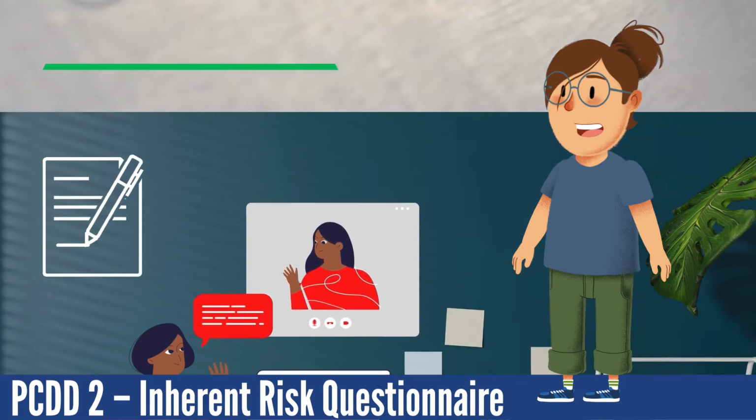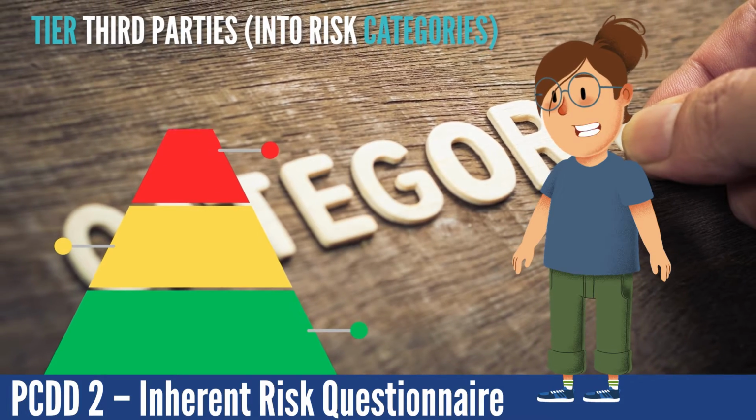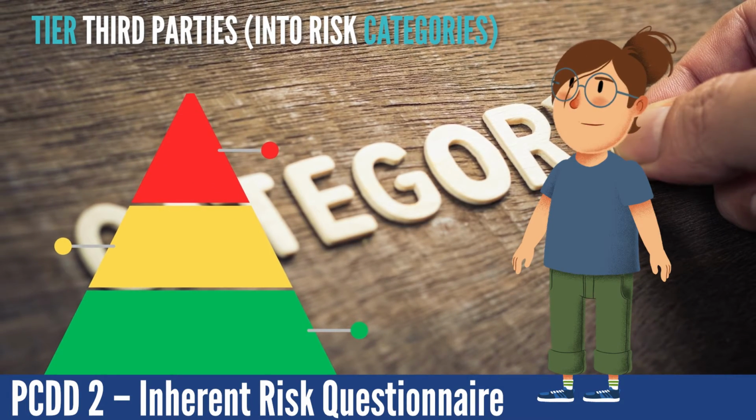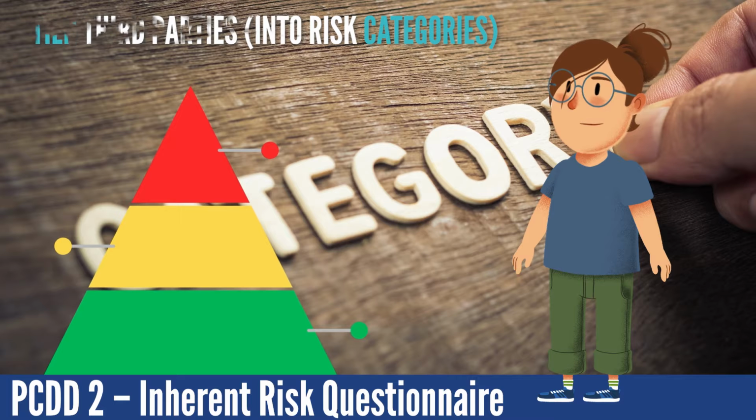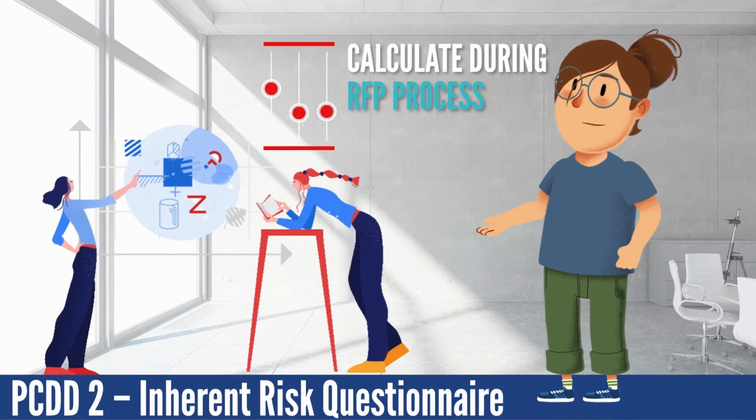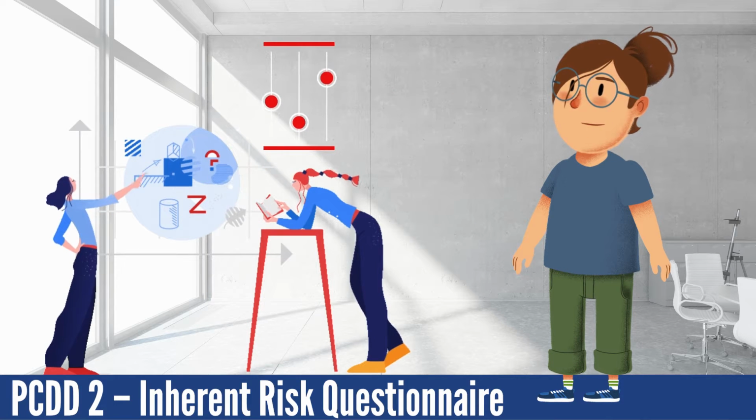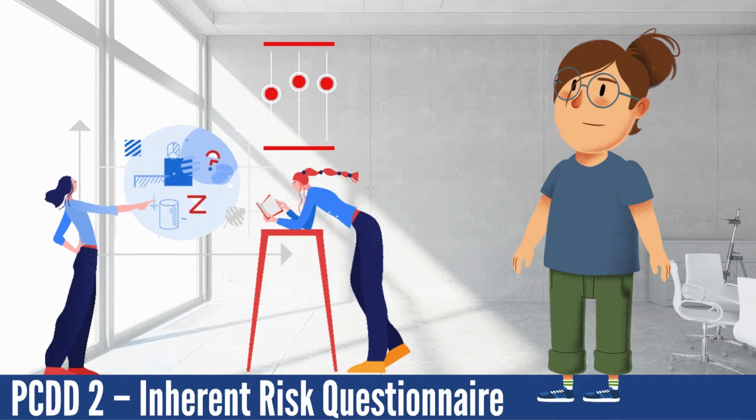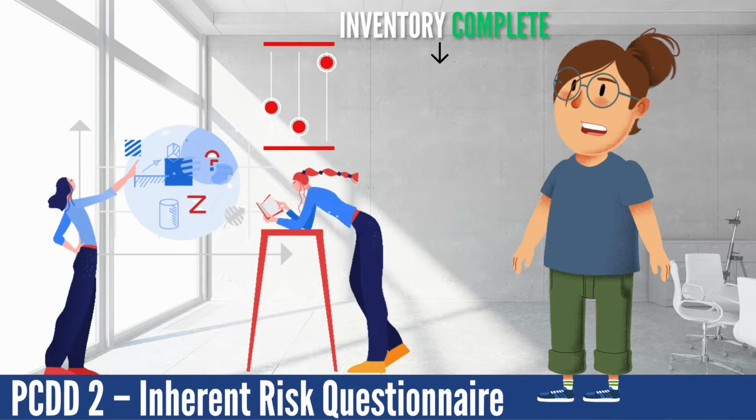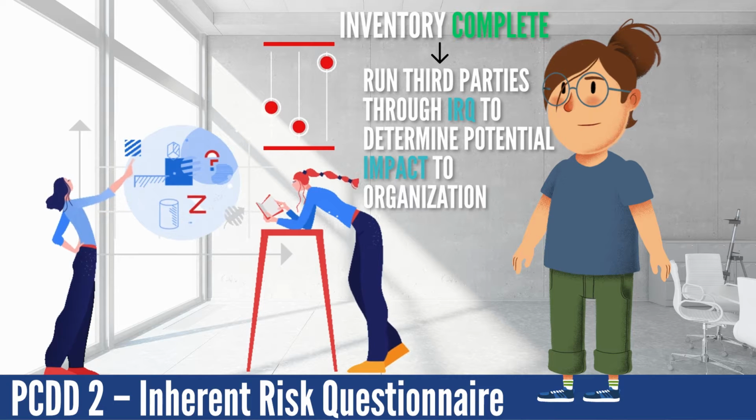The inherent risk assessment can also assist with tiering your third parties into risk categories to ensure continuous monitoring efforts are prioritized appropriately. Inherent risk is usually calculated during the request for proposal process in order to determine what pre-contract due diligence activities are needed. If you are just creating your TPRM program, once you inventory your third parties, the next step is to run all third parties through your inherent risk questionnaire to determine their potential impact to your organization, or critically tier.